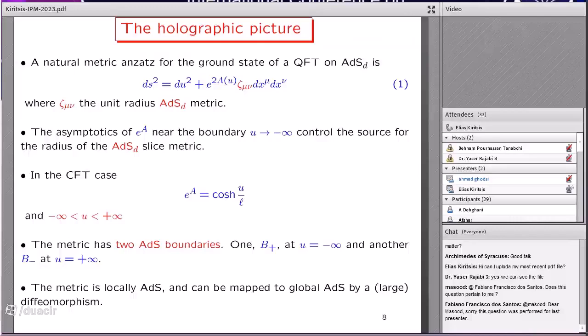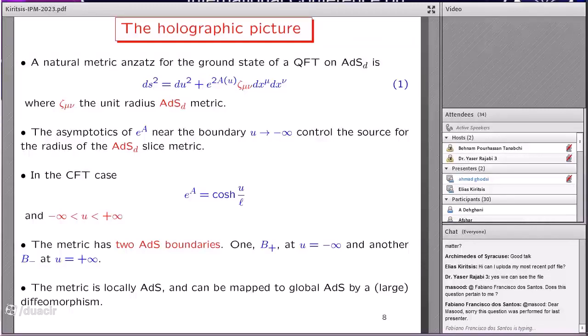So if I look at the asymptotics of the scale factor near the boundary, which here in these coordinates is at u equals minus infinity, they control basically the source of the AdS_d metric, and in particular, they control what is the size of the AdS space, or the curvature, if you wish, on which the quantum field theory is described. If your theory is a conformal field theory, in that case, we know the scale factor exactly. It's cos u over L.